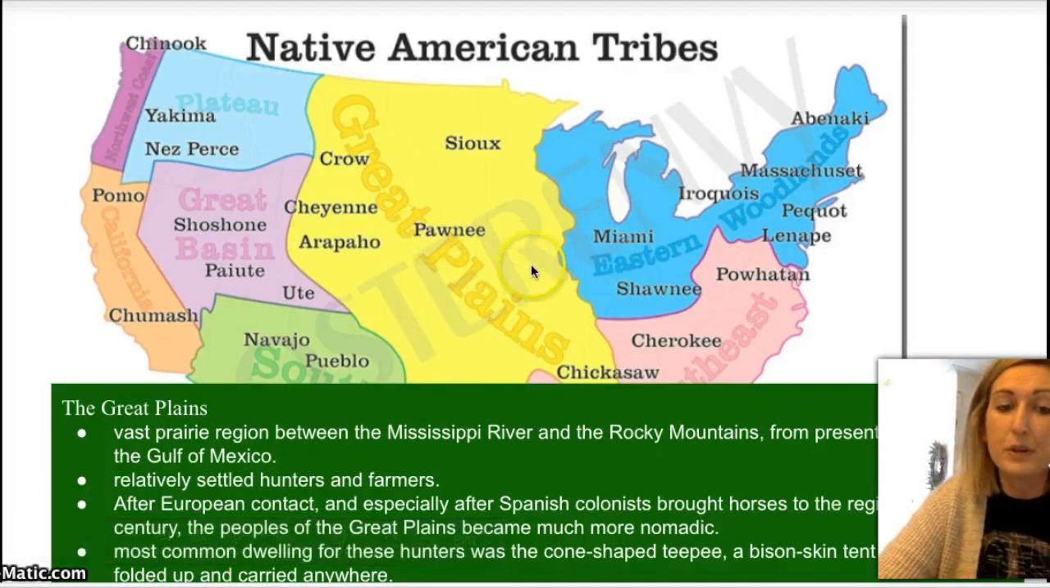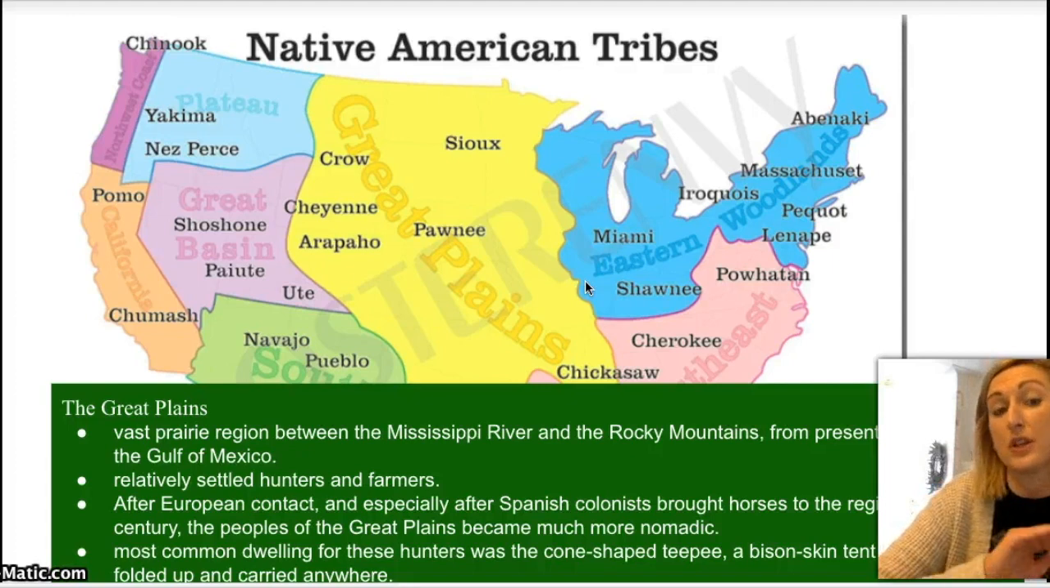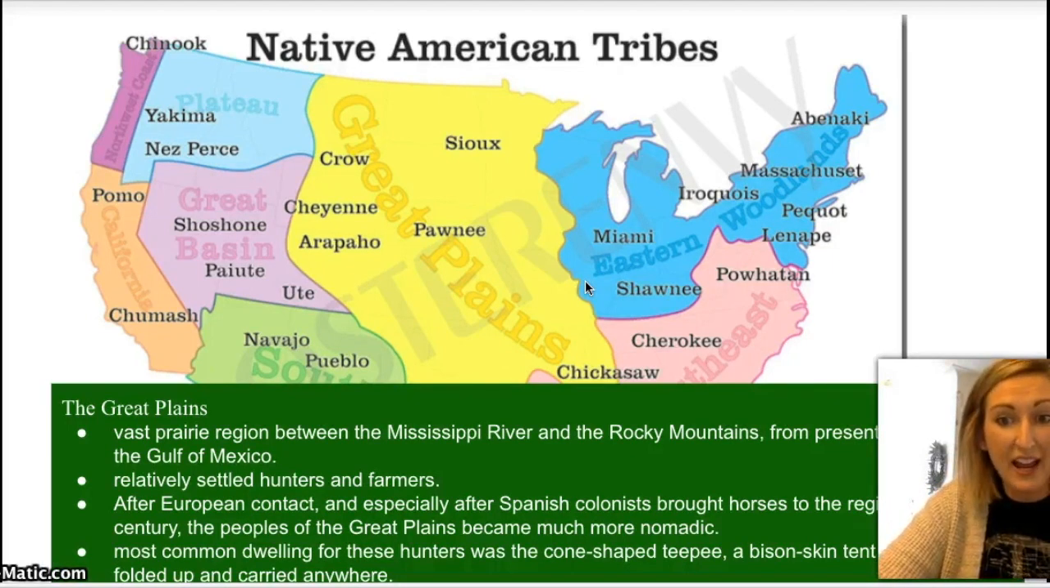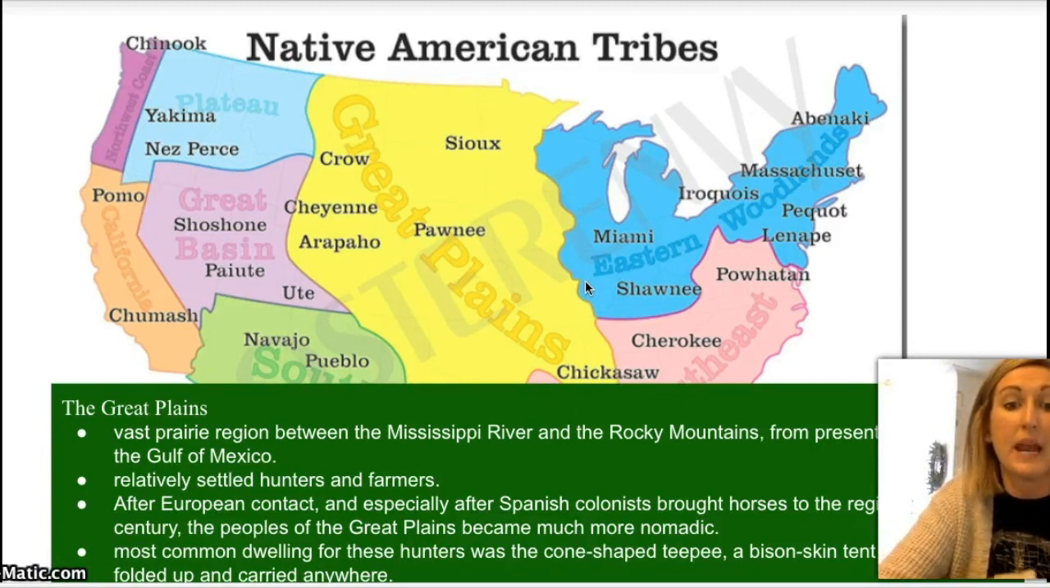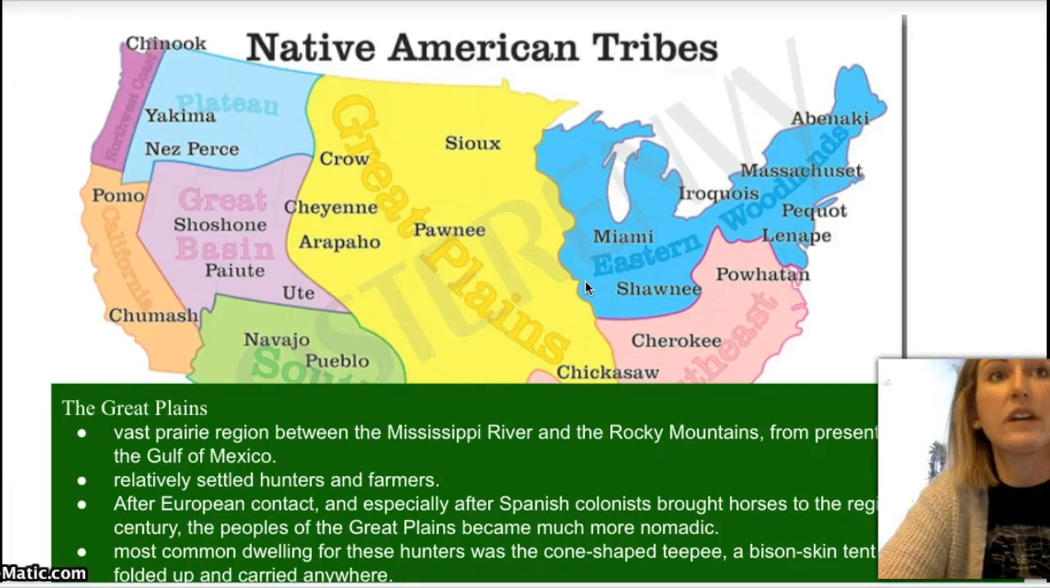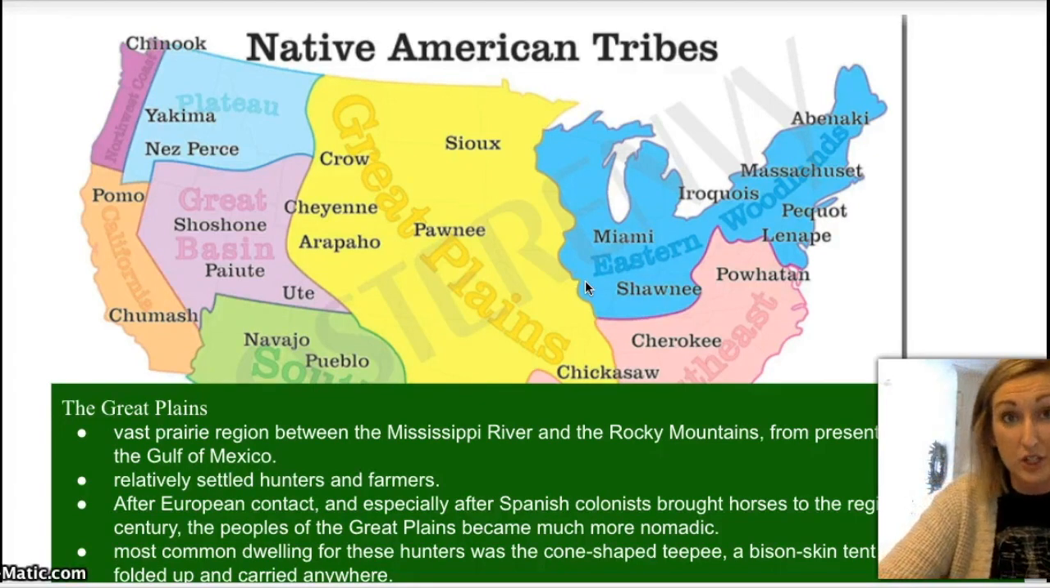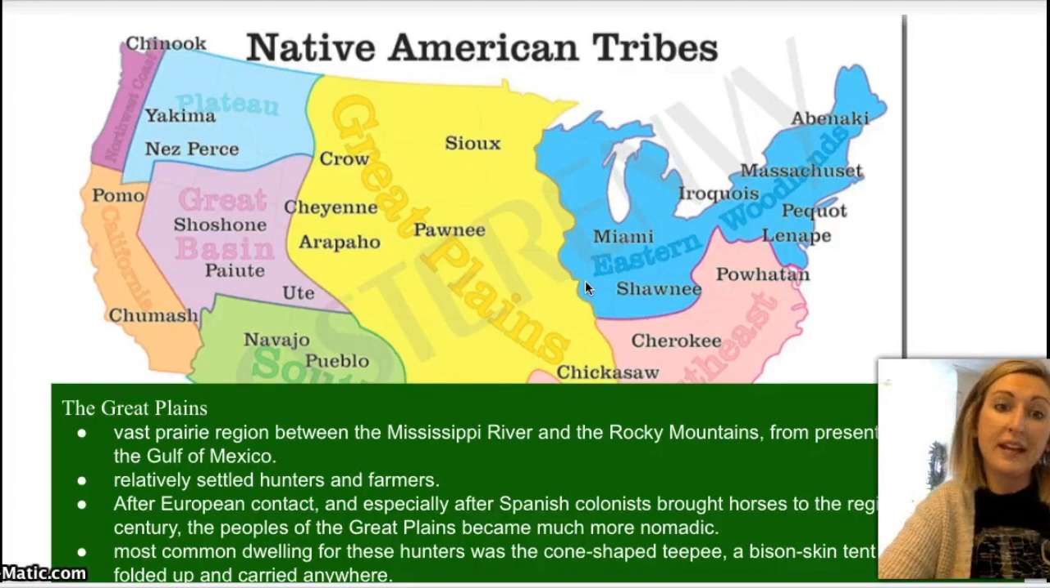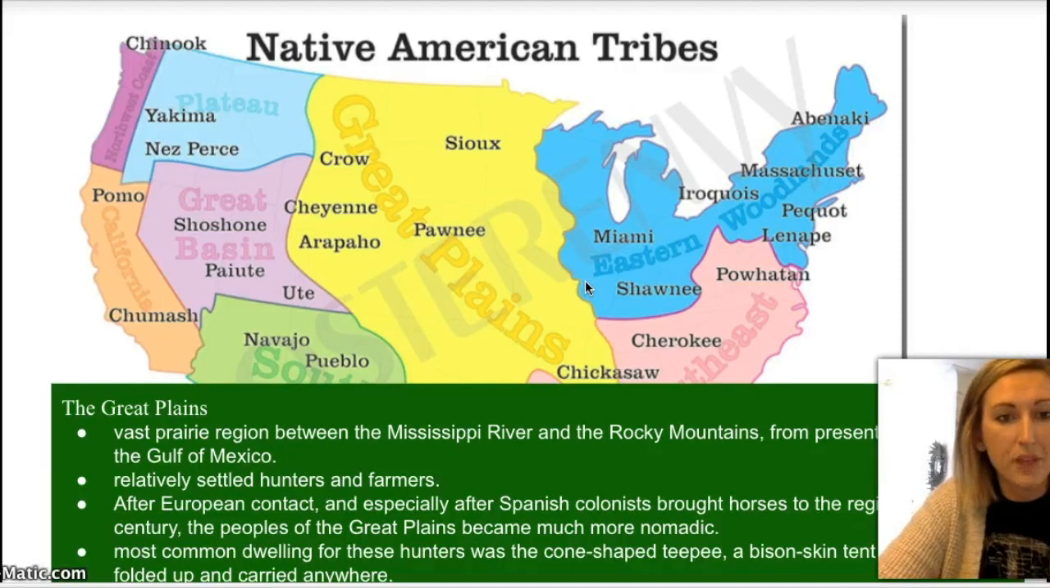After European contact, especially after Spanish colonists came through this area and introduced the Great Plains Native Americans to horses, the people in this region became much more nomadic. They started moving a lot more because they had the ability to with horses. It's the Great Plains, so it's flat, and horseback riding was a great way for them to get around. It gave them a lot of power.